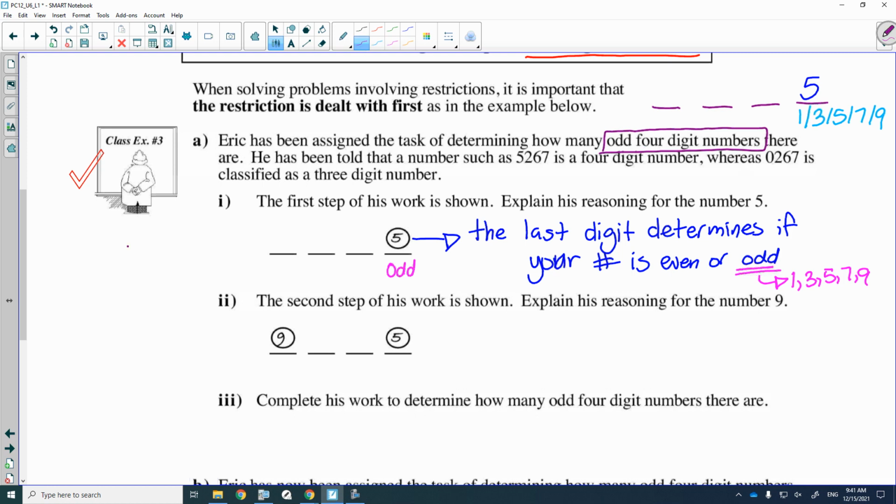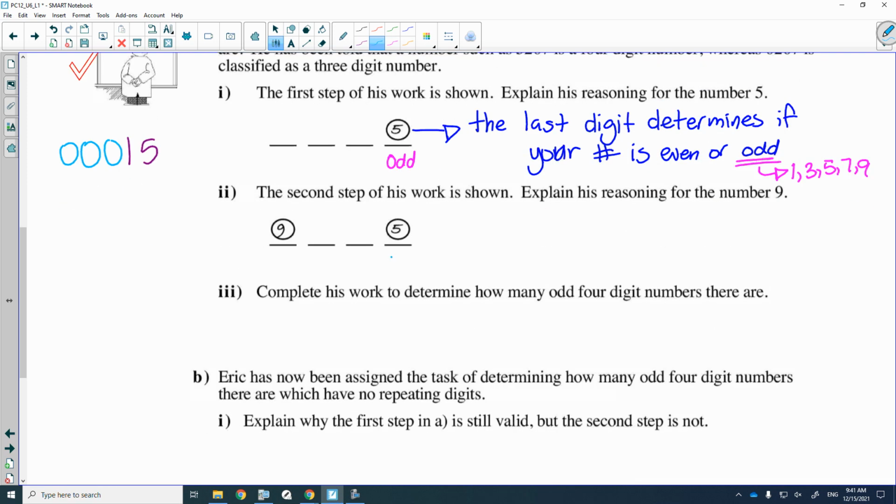If I give you the number 15 and I say, how many digits is that? It's two digits. If I just tack on some zeros in front of the number, it doesn't change the number. It's still a two-digit number. The number's 15. So you cannot start with zero. So for a number, we cannot start with zero. The digits are 0 through 9, so there's 10 possible digits. If you take 0 out of the game, you've got 9 possible choices of numbers that can go there.